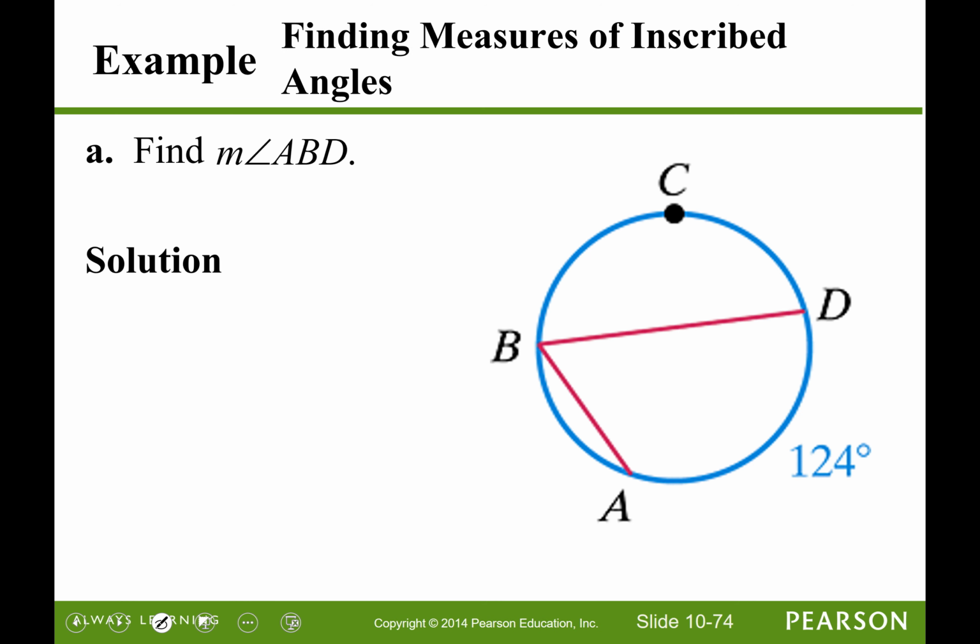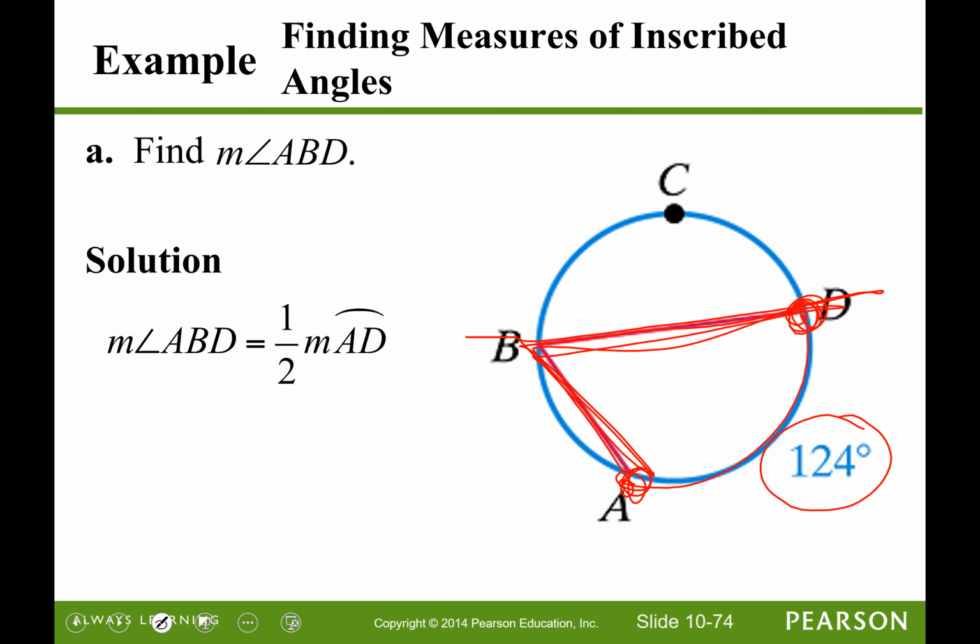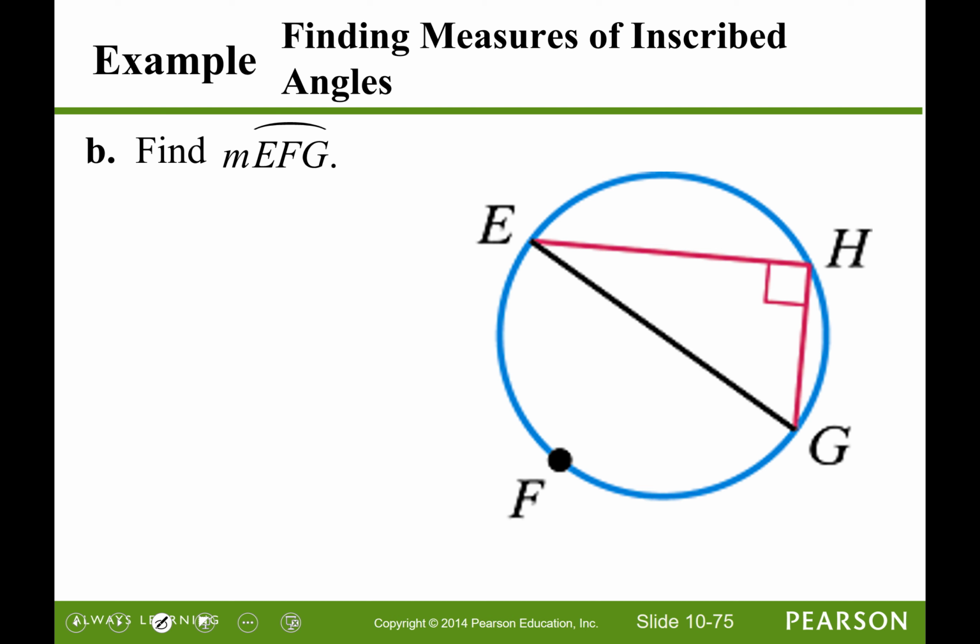Finding measures of inscribed angles. Find the measure of angle ABD. ABD right here is an inscribed angle, and we know that it is half the measure of its intercepted arc. The intercepted arc is AD, which has a measure of 124. So the inscribed angle we're interested in would have half of that, which is 62 degrees. All right, why don't you pause this video and give this one a try.